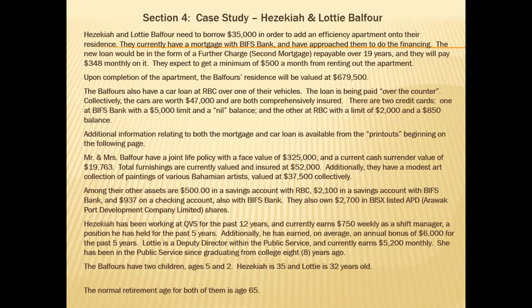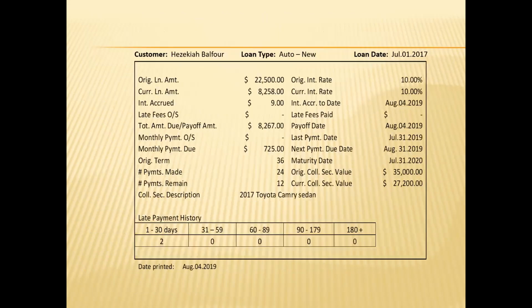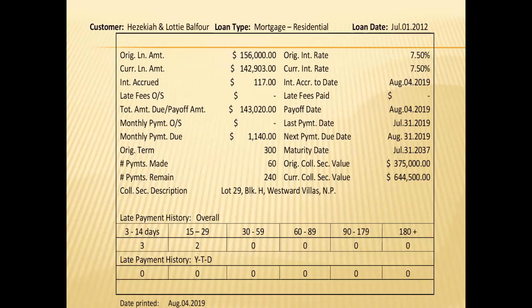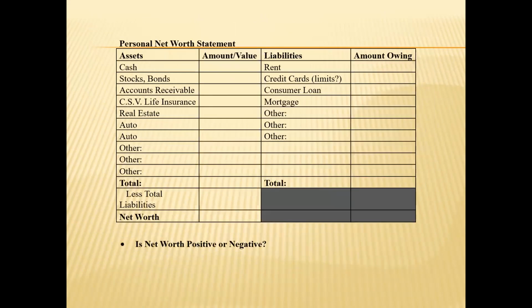If you refer to your printout, you'll see we have the narrative that gives us information on the Balfours. We have the loan printout for the car loan, the consumer loan. We have a printout for their mortgage. So let's do the net worth statement. What is the first item?